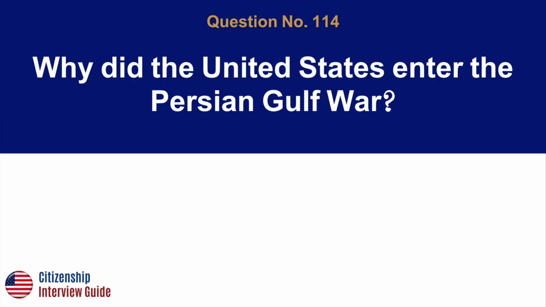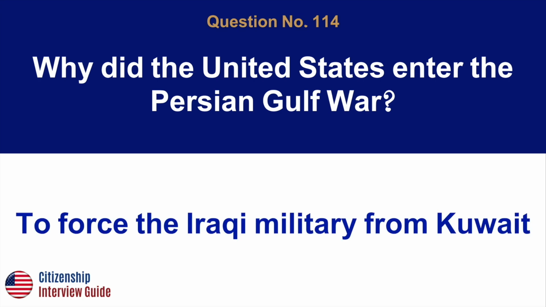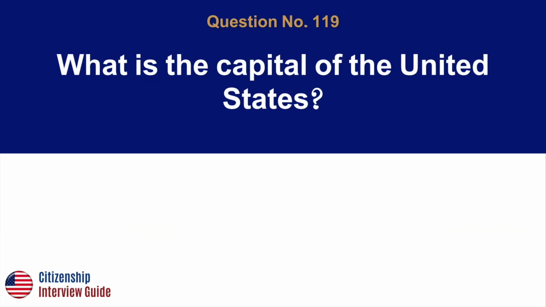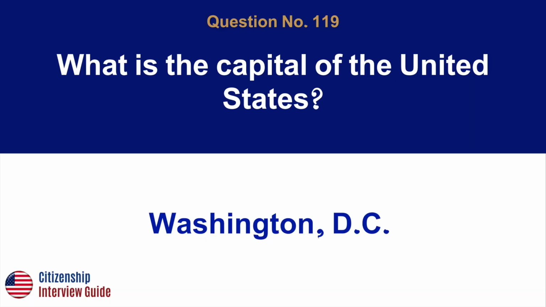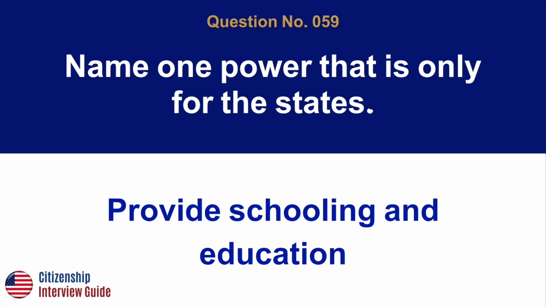Why did the United States enter the Persian Gulf War? To force the Iraqi military from Kuwait. What is the capital of the United States? Washington, D.C. Name one power that is only for the states. Provide schooling and education.